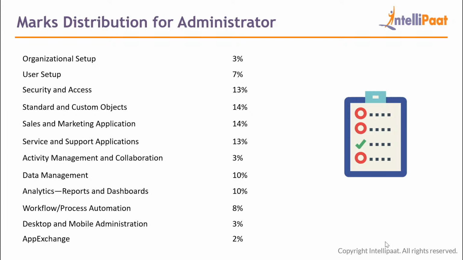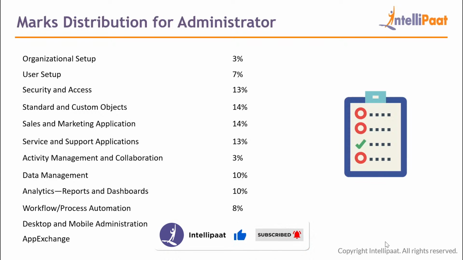Then comes security and access. This is one of the most important parts of the Salesforce admin certification, and it consists of 13% of weightage. When we look at data accessibility and security, as a whole, looking into the company and its business processes, data security and accessibility of the data by the employees or the customers is one of the crucial tasks that we need to look after in order to maintain the data integrity. So this consists of 13% of weightage.